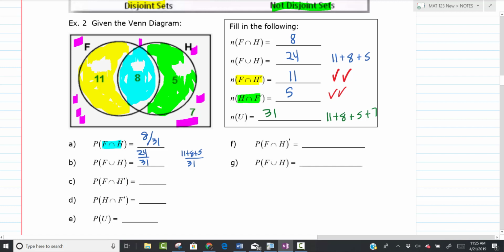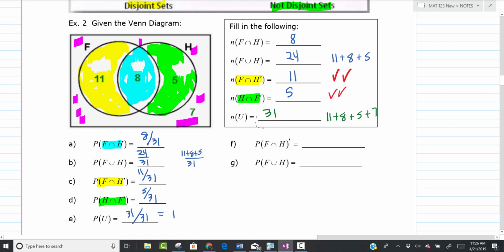The next one is F intersect H prime. That's the yellow part, so that would be 11 out of 31. I'm going to try to color code these, and that'll help you a little bit. And then the next part is H intersect F prime. That's the 5, so that would be 5 out of 31. The probability of the universal set is 31 elements out of 31, so that's 1. That's how you do those probabilities.